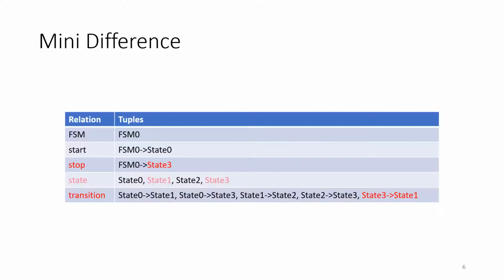Using this minimal difference between the counterexample and the satisfying instance, we can get the relations that are most related to the error. In this example, we actually get the transition and stop as the most related ones.